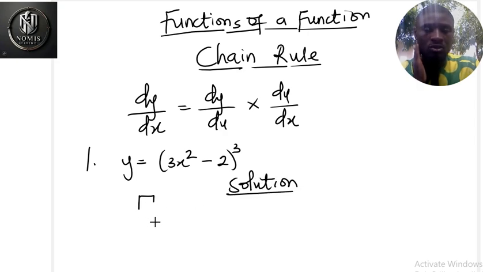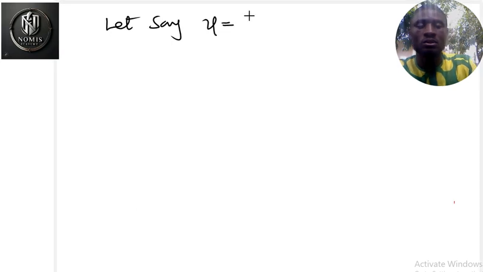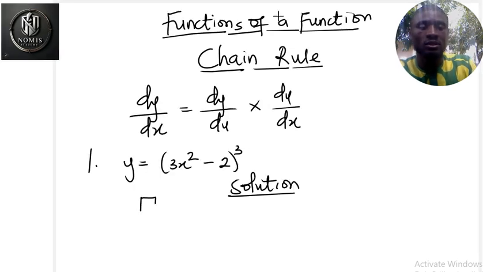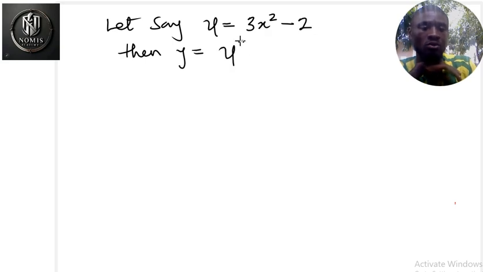Let's say u is equal to 3x squared minus 2. Then y will be equal to what? y will be u raised to the power of 3. Remember that the entire u is 3x squared minus 2. So y will be equal to u raised to the power of 3.